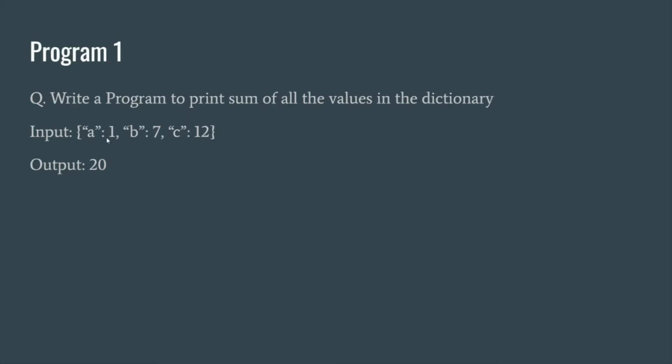So in this input, what are the keys? As you can see in this program, A is the key and 1 is the value. So the total keys are 3, that is A, B, C, and the values are 1, 7, and 12. Now the first program is to print the sum of all the values in the dictionary. So how can we do that?